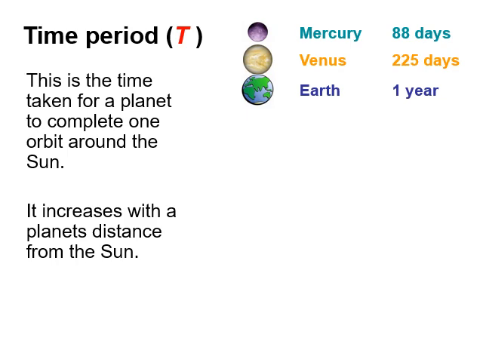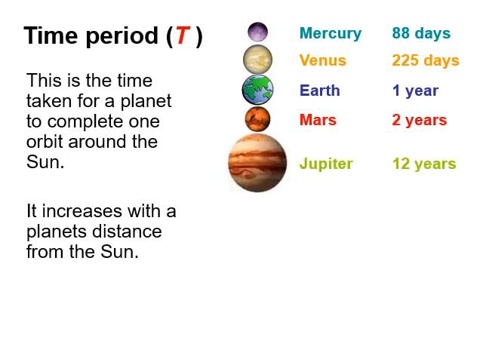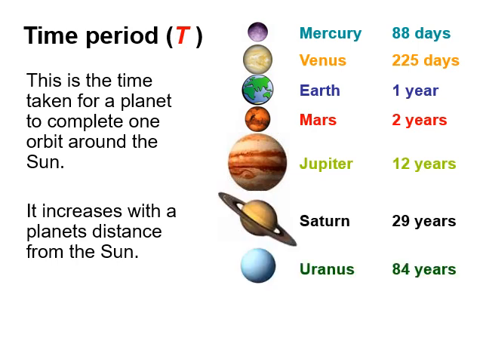365 days, except on leap years when it's 364. Mars, 2 years, it's again further away. 12 years for Jupiter, the gas giant. Saturn, 29 years, and Uranus, 84 years. And finally, the blue planet Neptune, 165 years, the longest distance away from the Sun, so the longest time period.